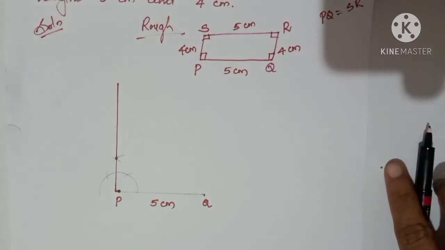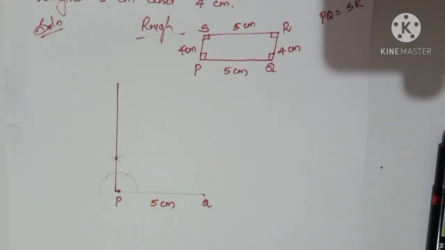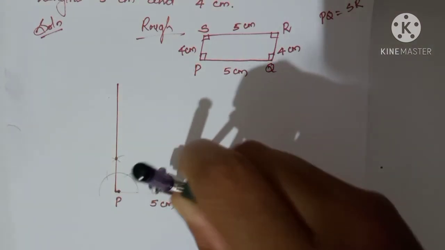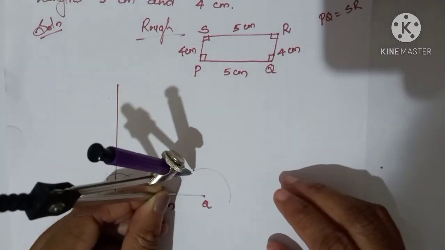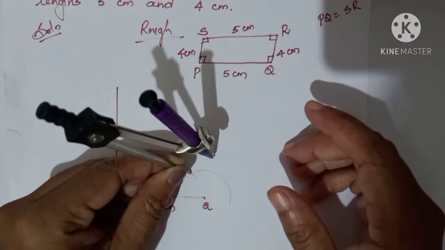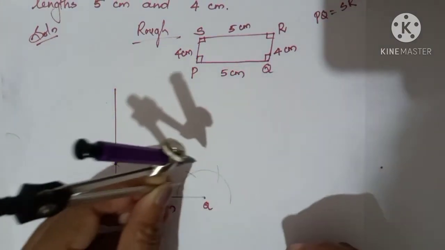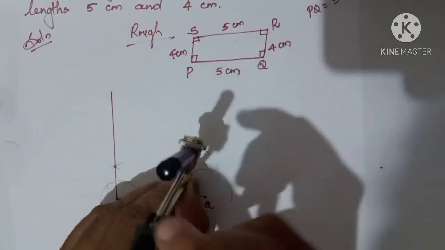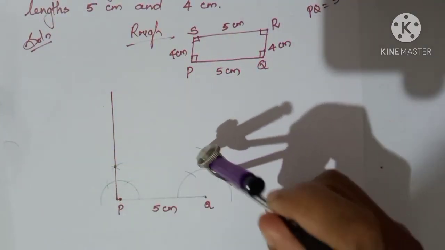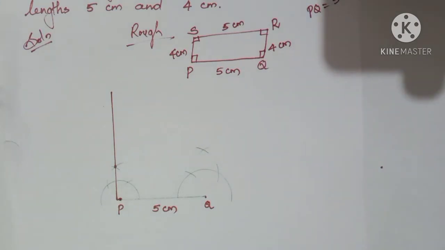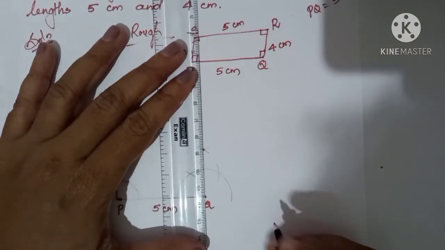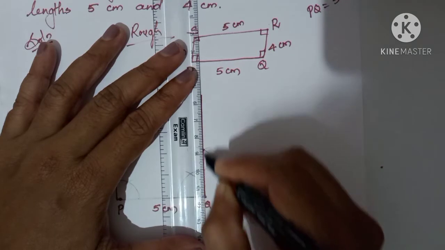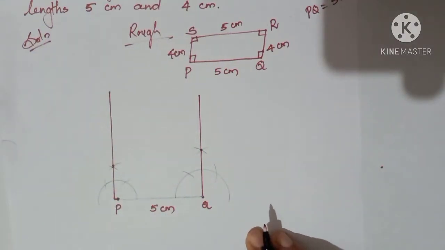Okay, now same way at this point Q, construct 90 degree, take a compass, keep at the point P, draw an arc. Next, keep at this point, cut an arc. Next, keep at this point, cut another arc, 120. Then we'll keep at this point 60, cut one arc. Then we'll keep at this point 120, cut another arc. We got a point. The same way you are constructing 90 degree. Okay, now here also just extend the line. Extend it. Now, QR.